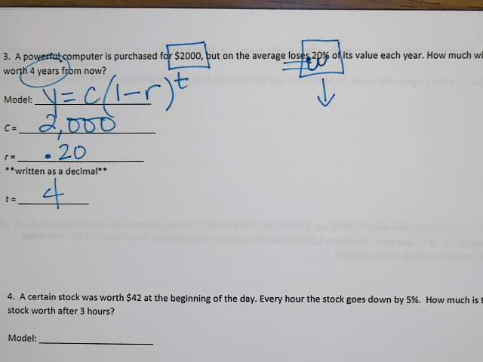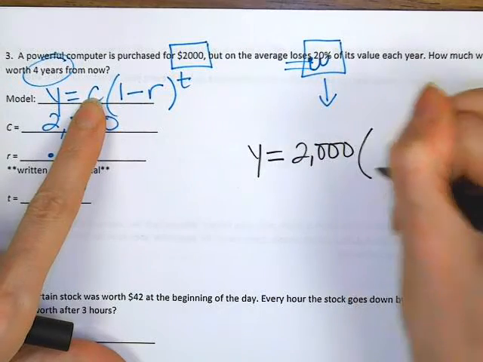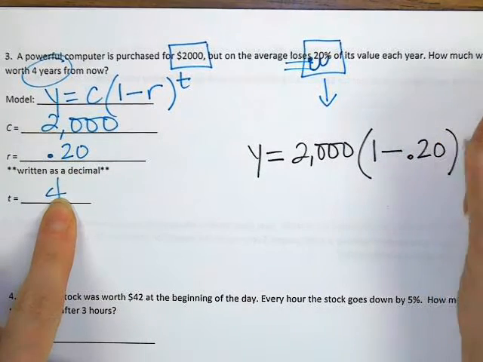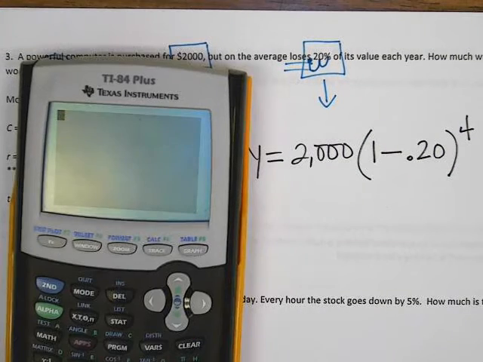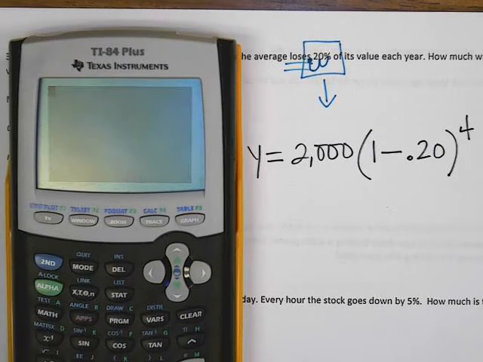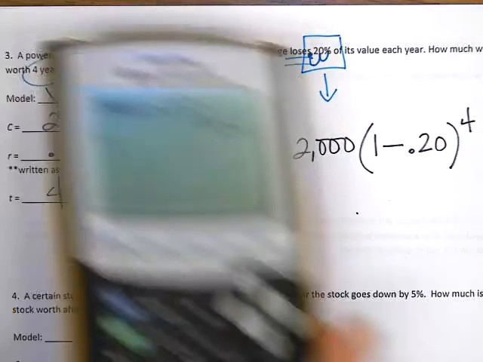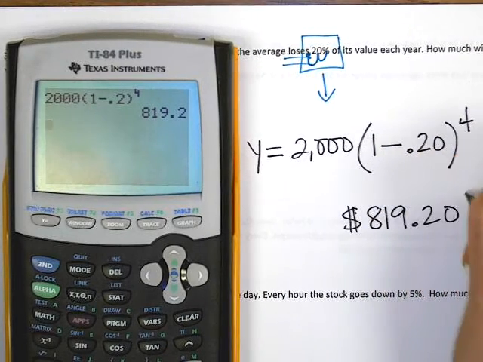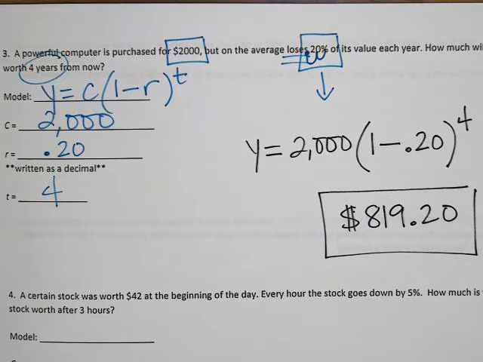All right, let's plug everything in. Y equals C, which is 2,000, times 1 minus R, which is 0.20, to the 4th power. And then you guys type it in and you're done. Now this number should be lower than 2,000 because we are losing money. 1 minus 0.2, all raised to the 4th power. Is this money? Yeah. So the computer's only worth $819.20 after 4 years, because computers lose value as years go on.